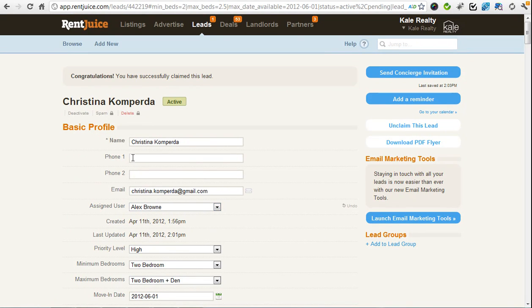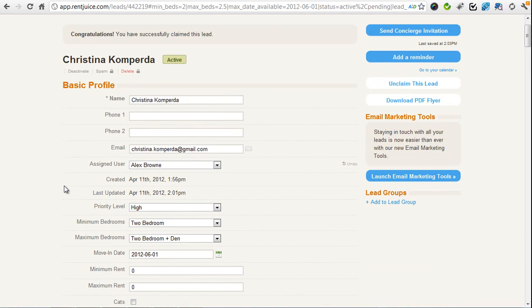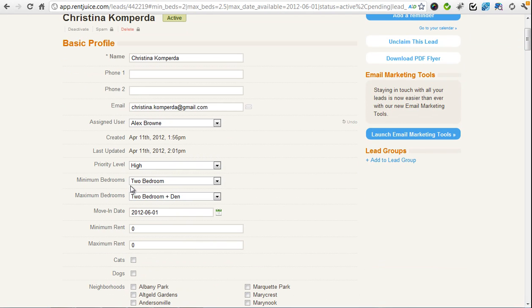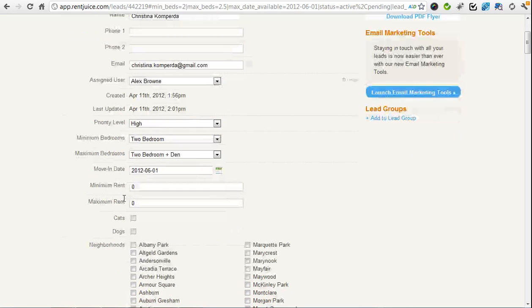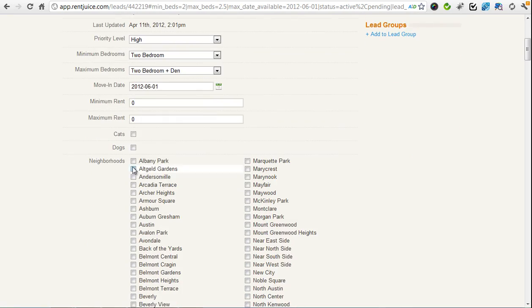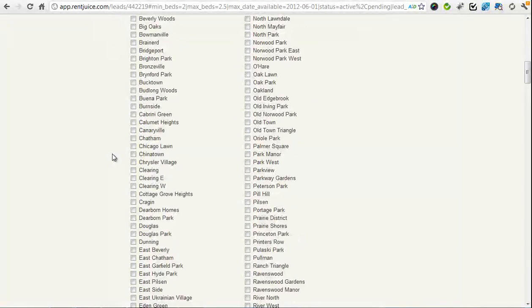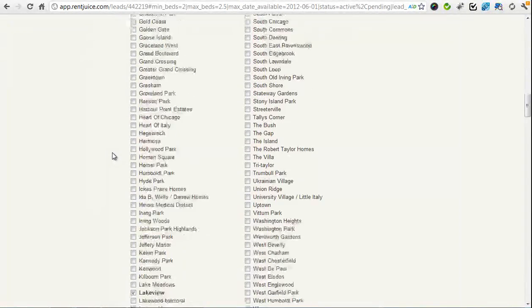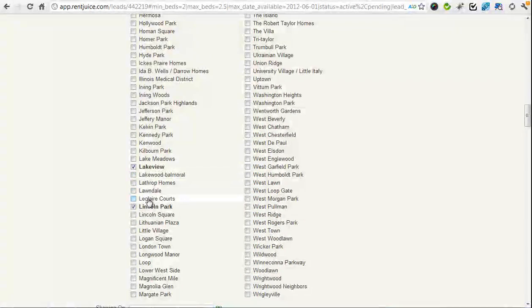So a couple of things to note here. No phone number, but an email address. Let's keep scrolling down. Looking for a 2-bedroom or a 2-bedroom with den. Wants to move in June 1st. We do not know how much they're looking to spend in rent or whether they have a pet. And it looks like they want to live in either Lakeview or Lincoln Park.